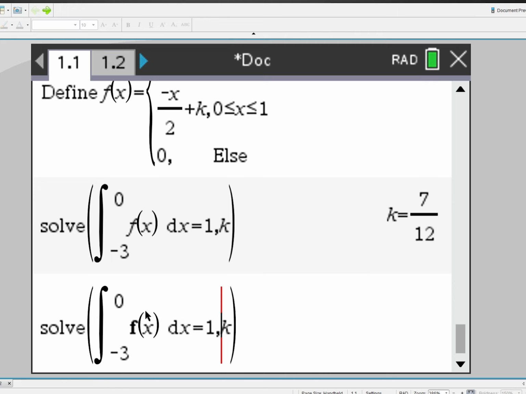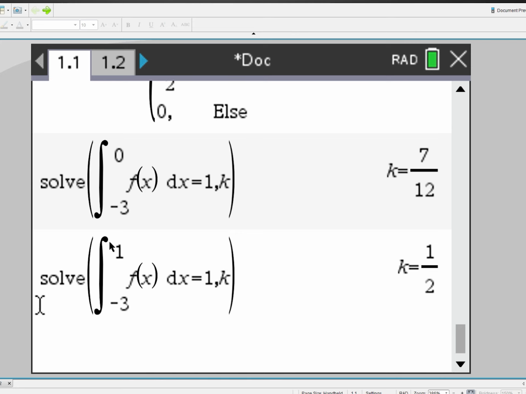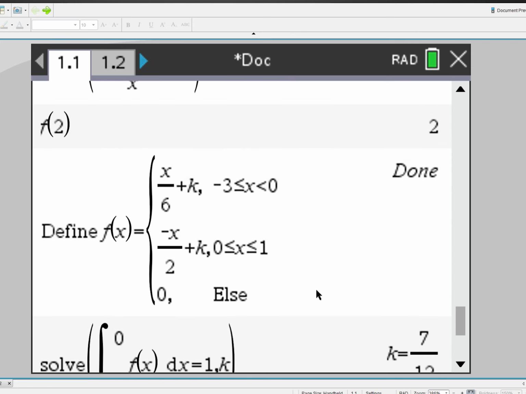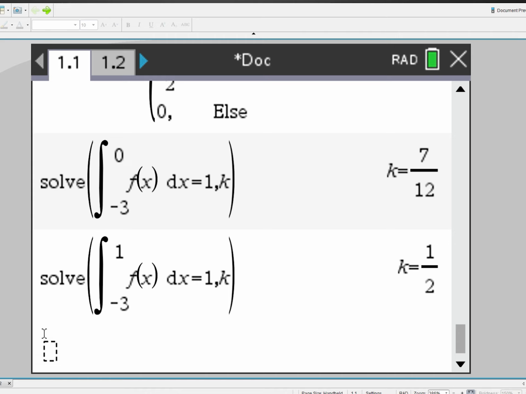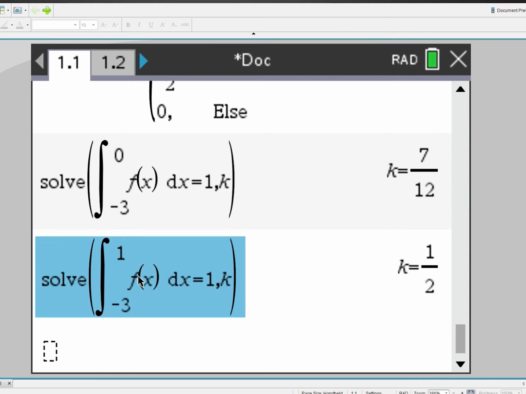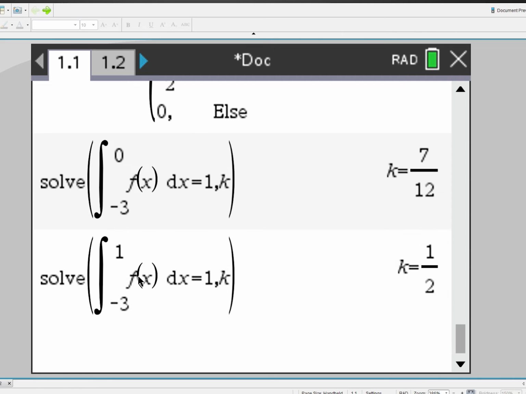Oh wait, -3 to 1, what am I doing? Okay, I want to make sure I get this right. So -3 to 1. Why did I write 0? Okay, I think I might be tripping. Alright, anyway, so k equals a half. Okay, so I think this is going to be our value for k. Sounds reasonable. And now I'm going to substitute that back in.